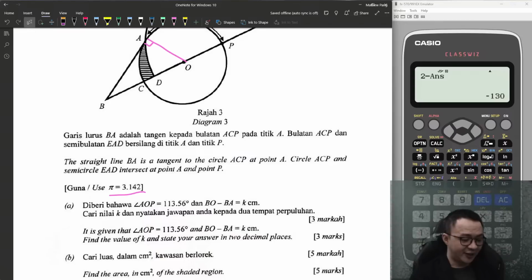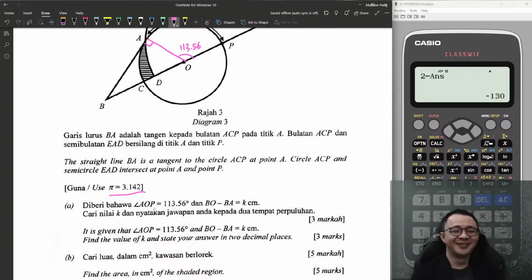Find the, okay, it's given that the angle AOP, which is here, is 113.56 degrees. And BO minus BA is k. Find the value of k and state your answer in 2 decimal places.